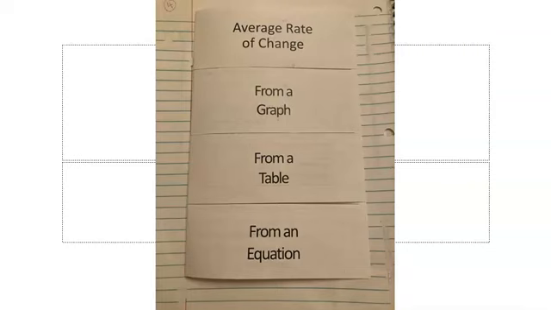On page 4, please paste this foldable you got in class today and cut along those black lines after you have folded it correctly. Please put the number 4 for page 4, but you don't have to put a title because it's already on your foldable. We're talking about average rate of change.